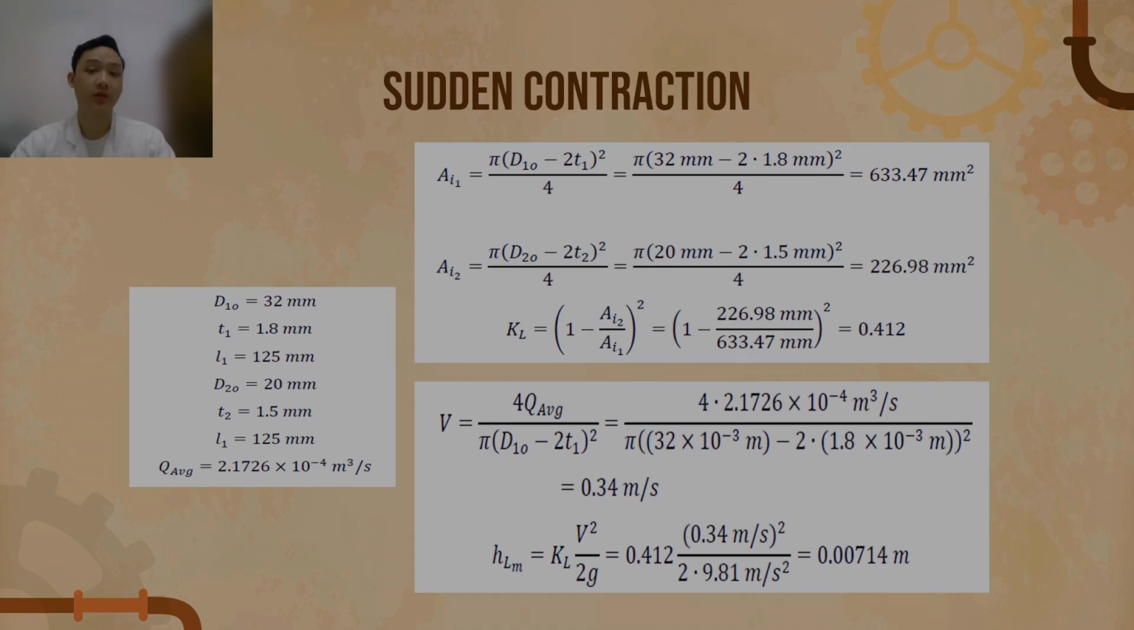For the sudden contraction, it's almost the same calculation method as shown in the sudden enlargement. The difference we can see at D1 and D2. And the value for this minor head loss is 0.00714 meters.